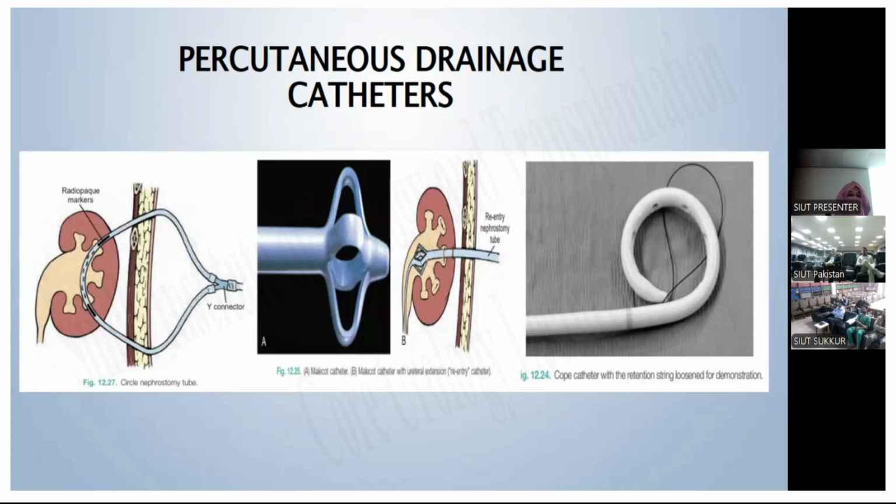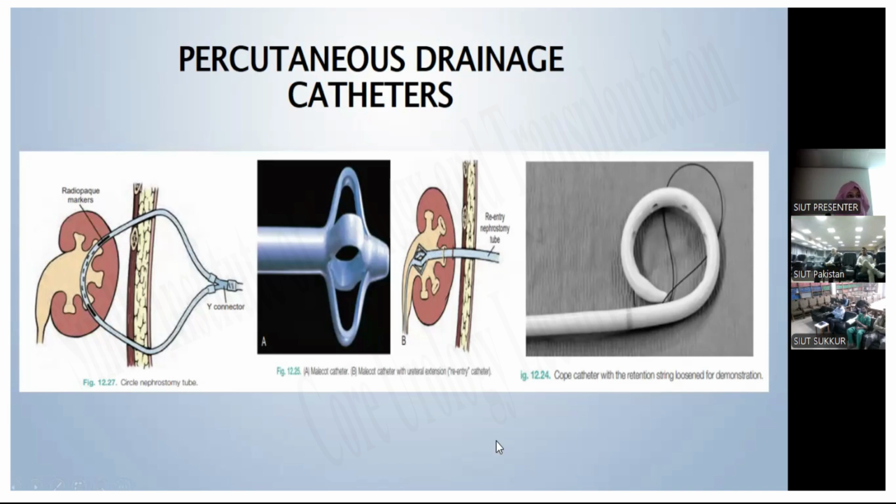Then for percutaneous drainage, we have circle nephrostomy tube. This is something that is taken from book, and I haven't seen this used, but obviously the purpose is quite clear for drainage. And Malecot drain and catheter with urethral extensions.